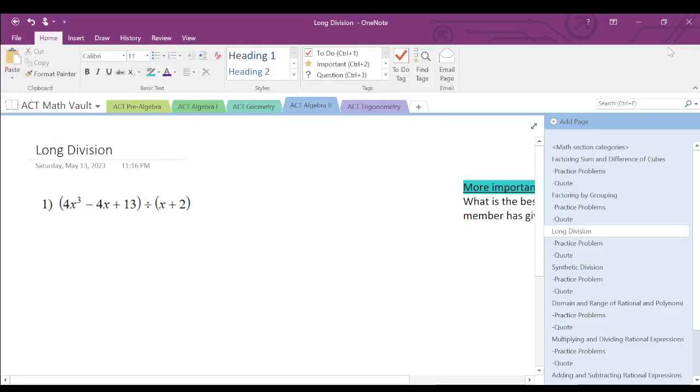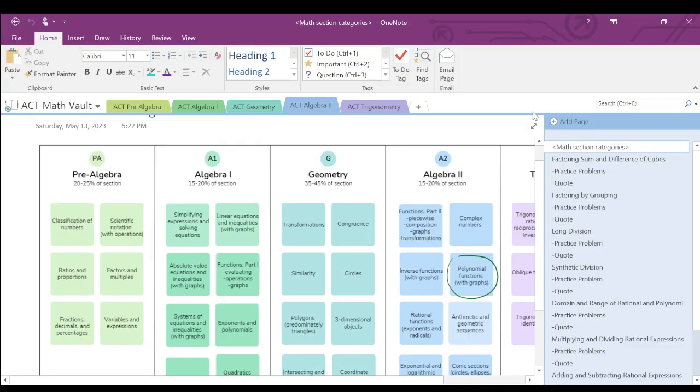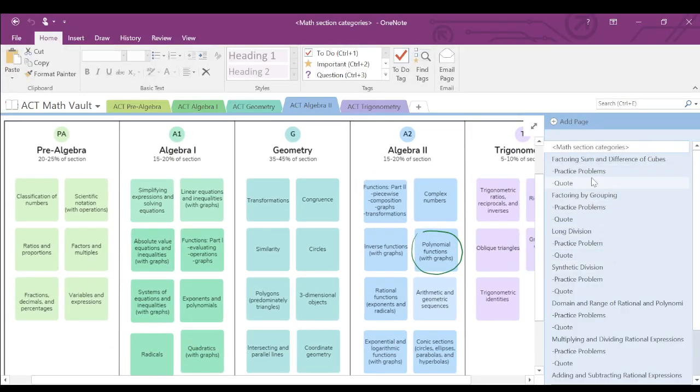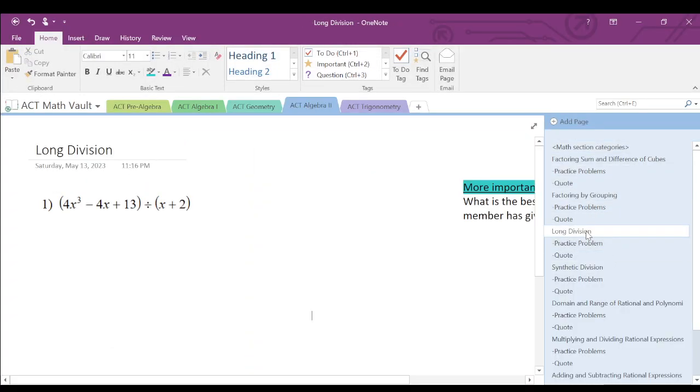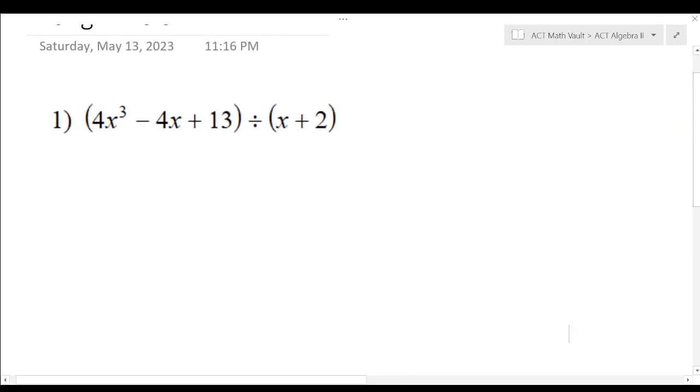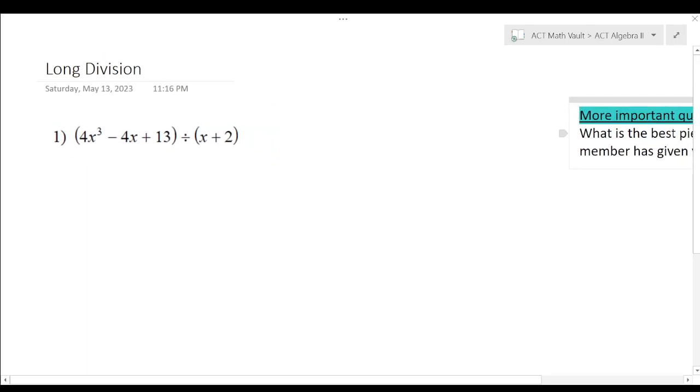Before we dive in, I always want to talk about where this falls in the grand scheme of all of the topics on the ACT. This is polynomial functions. We're not talking about graphs, but polynomials would be long division. Back to our problem. When you look at this, it looks pretty intimidating. I think it's worth comparing this to something we did in grade school.